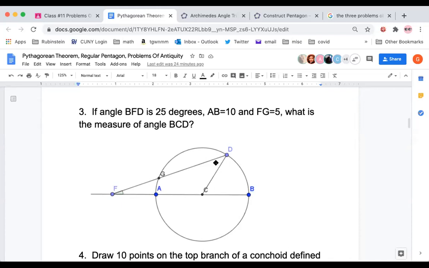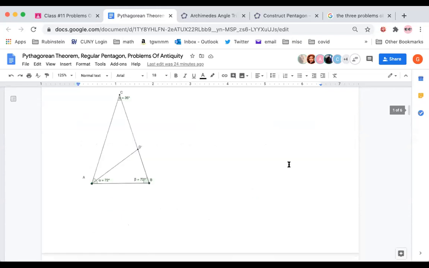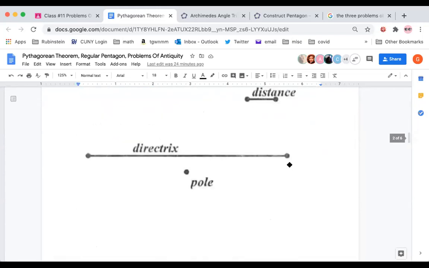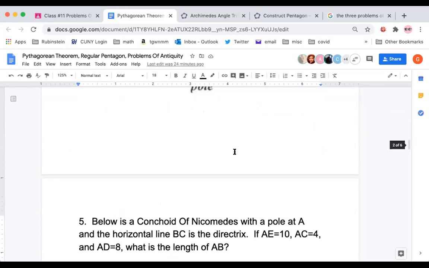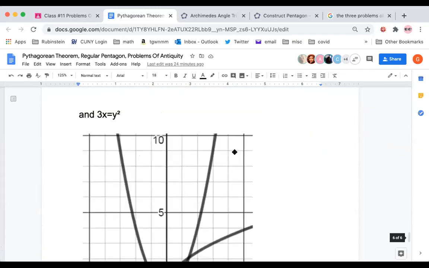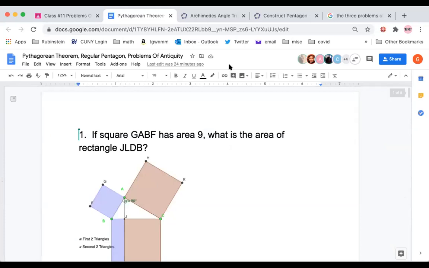BCD? BCD is this one. It's triple. So you see, that's what I'm talking about. Question 2 is a little bit longer, but I don't have any questions about the spiral. I might throw in a very short question about the Archimedes spiral.